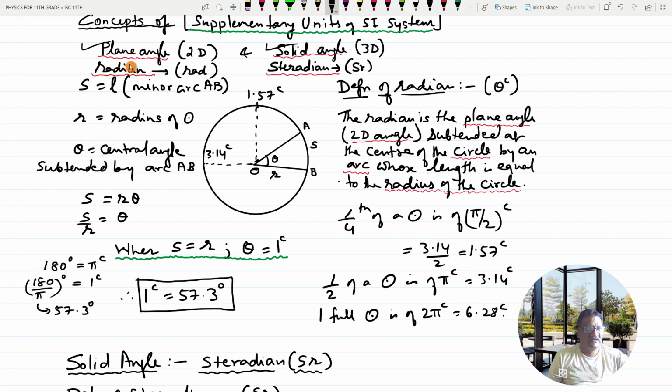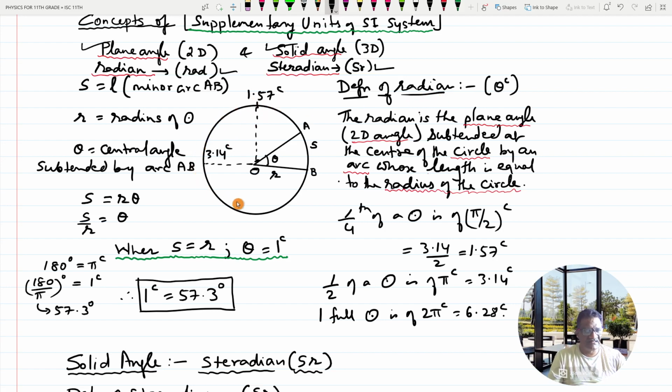Now, the plane angle is what we'll discuss first, and its unit is the radian. So the unit of plane angle is the radian and the unit of solid angle is the steradian, and it is written as SR. So these are the units and the physical quantities that come under the supplementary units of the SI system.